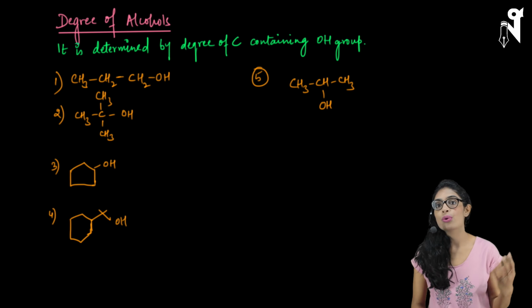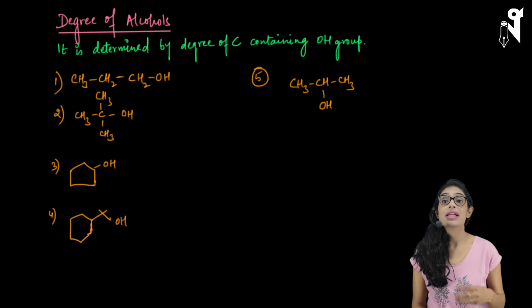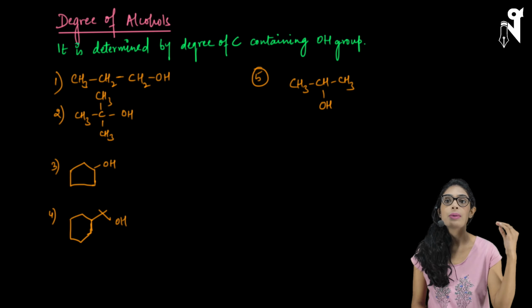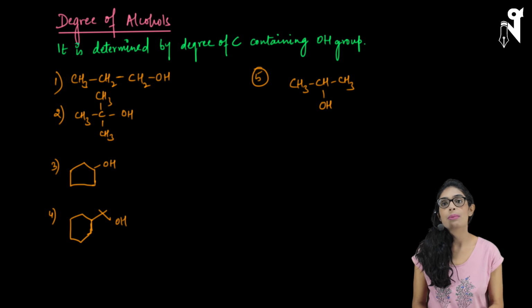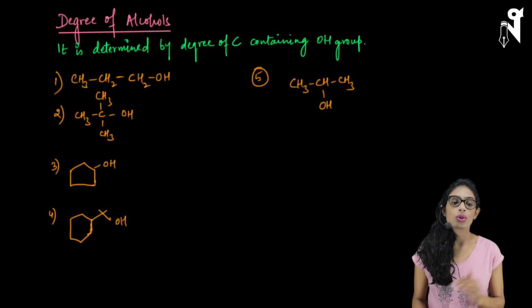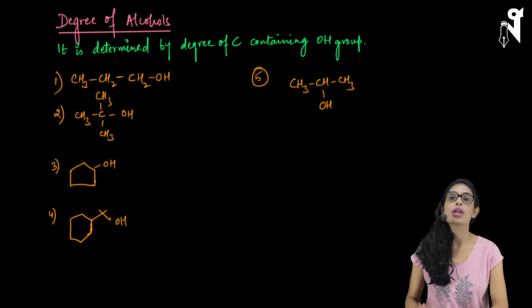So carbon can have four types of degrees: primary, secondary, tertiary, and quaternary, whereas hydrogen can have only primary, secondary, and tertiary, and similarly halogen can be primary, secondary, and tertiary. So these we had already discussed in the last class, and now I'm doing the continuation of the same.